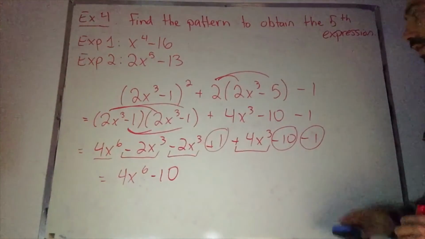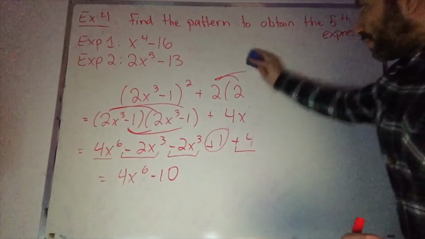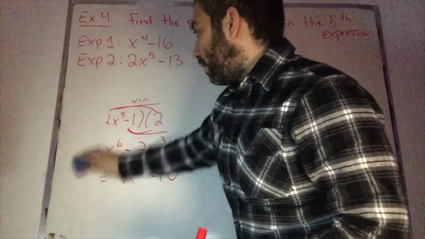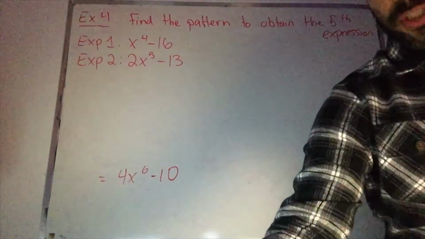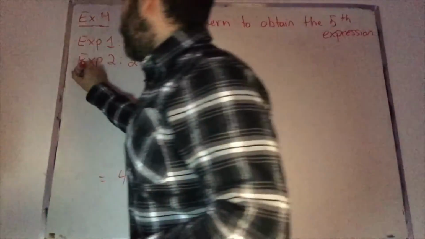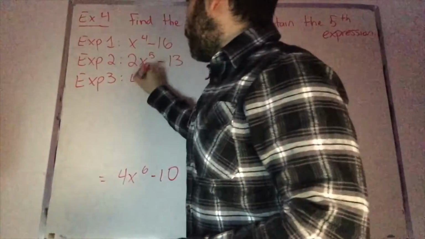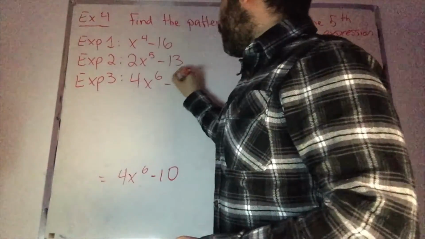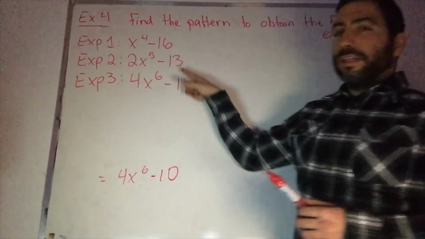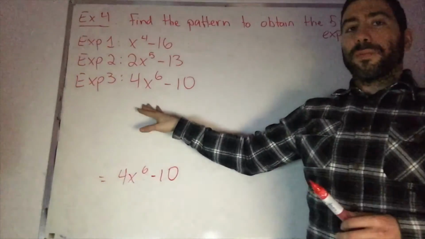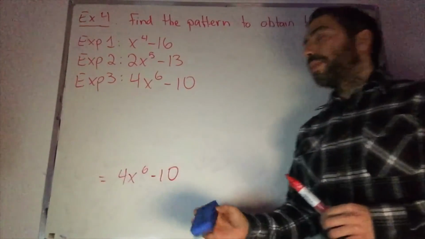So let's erase our work. You could always pause the video if I erase it too quickly. And let's write down expression 3, and we can kind of see a pattern emerging. Expression 3. We got 4x to the 6 minus 10. Okay. So right now, try to find a pattern here and try to anticipate what you expect the next one to be. Okay. So you should have an idea of what expression 4 should be, but let's go ahead and still solve it.